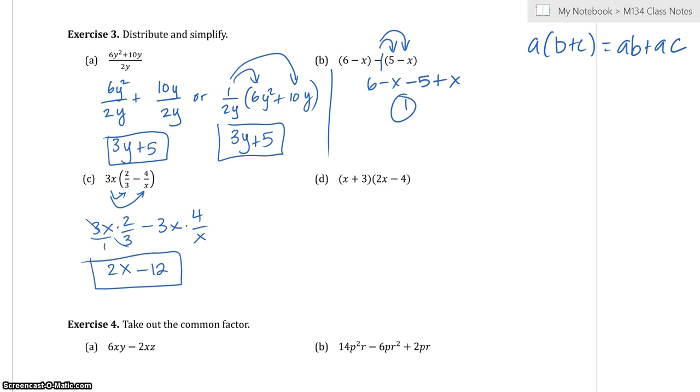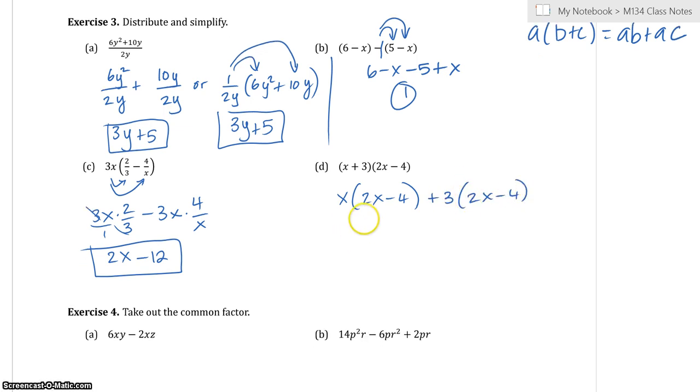That would be the answer there. And finally, this one is where you use the distributive property twice. You could do it the long way we learned, where you take x times that 2x minus 4 plus the 3 times the 2x minus 4, which would be 2x squared minus 4x plus 6x minus 12. You might have done it that way. Or you could have just used FOIL.